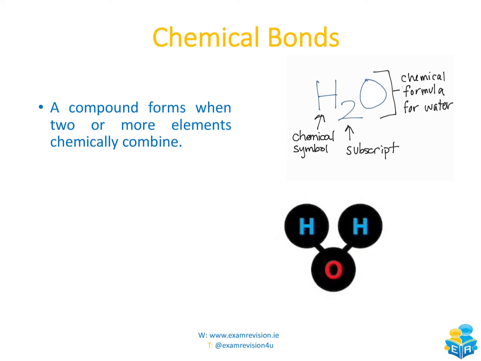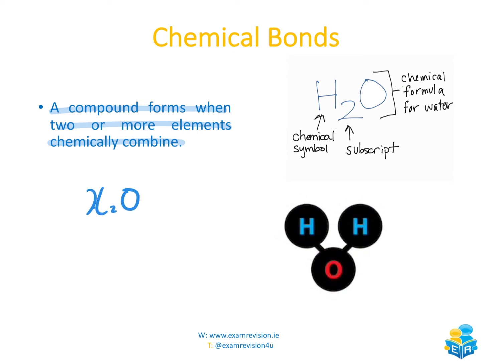We're now going to have a look at chemical bonds, and you've definitely heard of some of these before. A compound forms when 2 or more elements chemically combine. We're only going to examine when 2 elements chemically combine, but you can have 3, 4, 5, any number. Now, a famous example, which you might have heard of before, is H2O.